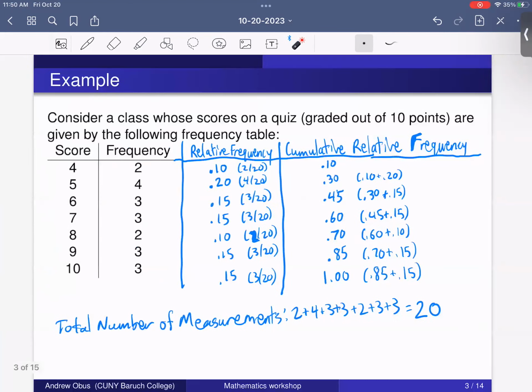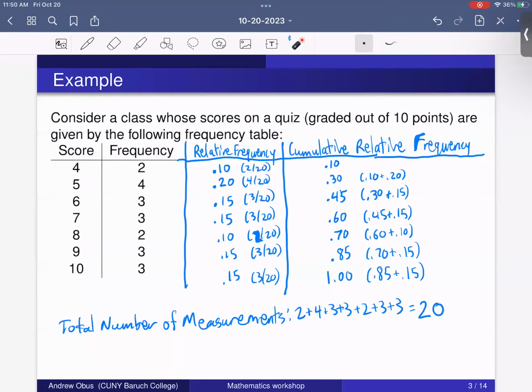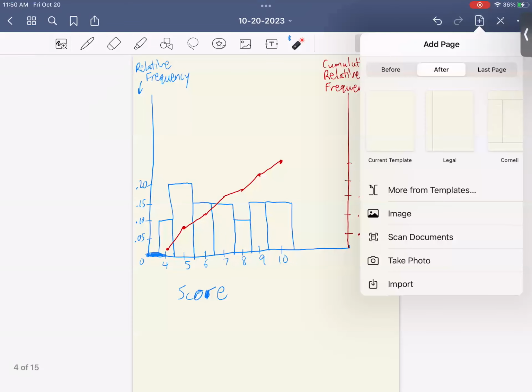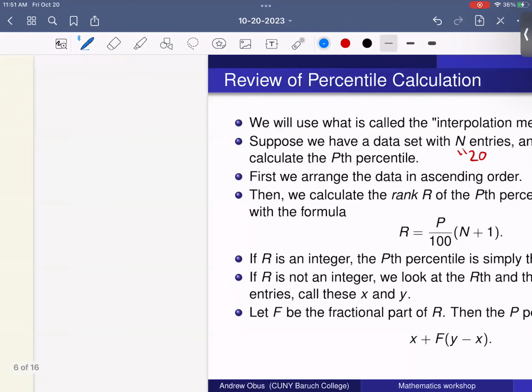So let's do this for the data that we have. I need to go to another page because we don't have enough space. Let's say we got the 60th percentile. We always have n equals 20, that's our measurements, and p is going to be 60 because we're doing the 60th percentile.